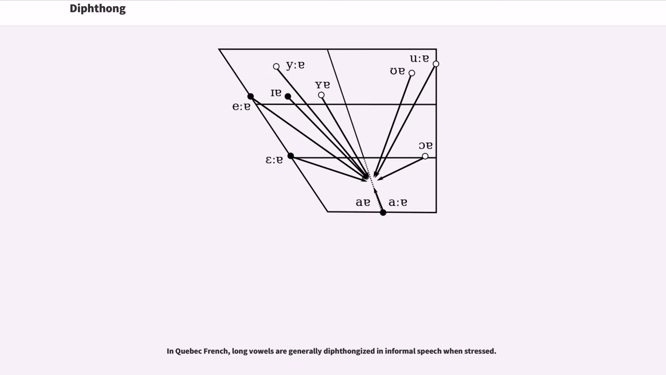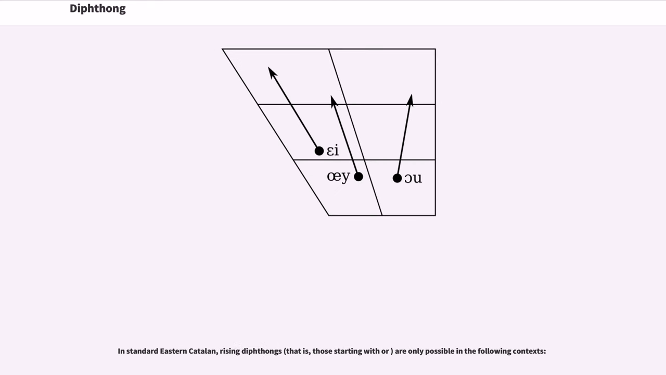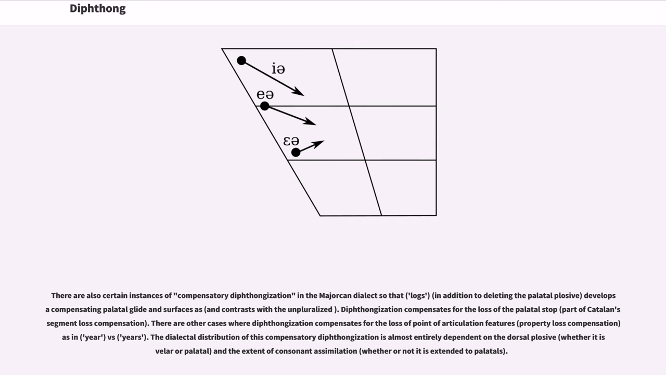In Quebec French, long vowels are generally diphthongized in informal speech when stressed. Catalan possesses a number of phonetic diphthongs, all of which begin or end in a glide. In standard Eastern Catalan, rising diphthongs are only possible in the following contexts. There are also certain instances of compensatory diphthongization in the Majorcan dialect so that one sound develops a compensating palatal glide in surfacing. Diphthongization compensates for the loss of the palatal stop.